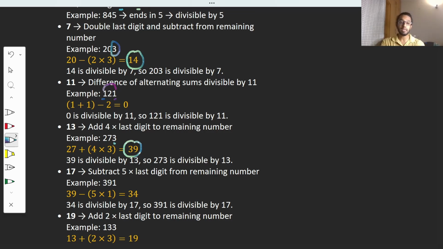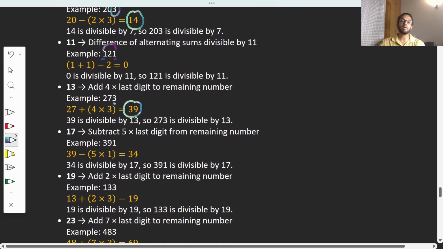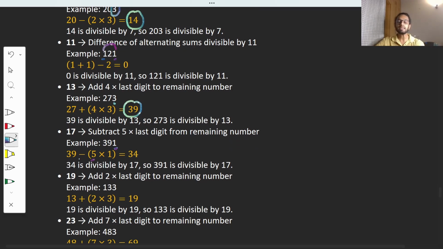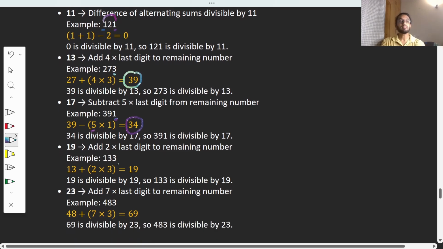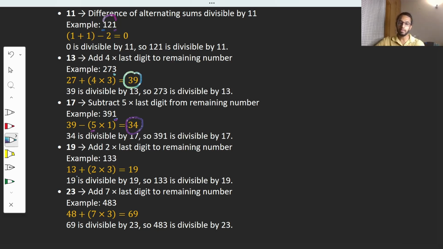Likewise, for 17, we have to take the last digit, multiply it by 5, and subtract it from the remaining digits, then the number that we get, if it is divisible by 17, then the original number is also divisible by 17. And when it comes to 19, we have to take the last digit, multiply it with 2, and then add it to the remaining number. If we get a number that is divisible by 19, then the original number is divisible by 19.